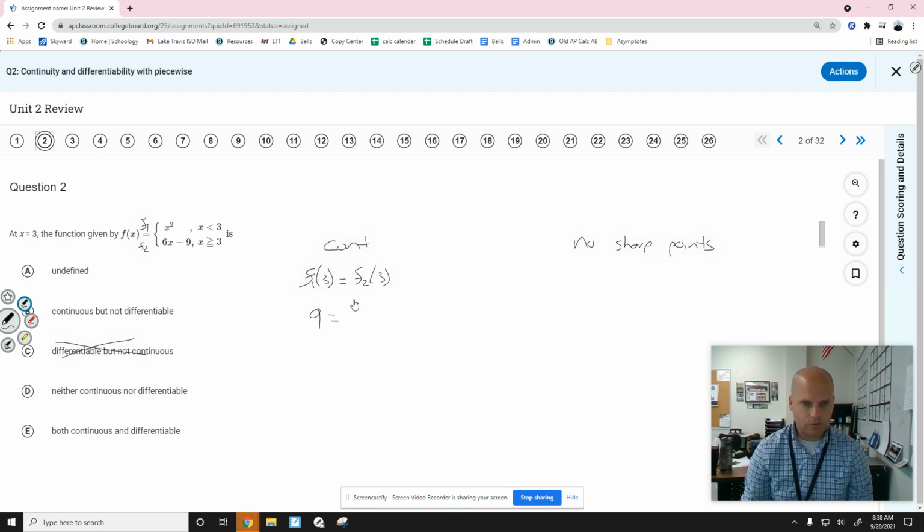Get 9 equals 18 minus 9. So that checks out. So we are continuous. Let's check to see if there's no sharp point. So when they meet up, will they meet up at a sharp point or not? So we check the tangent slopes.